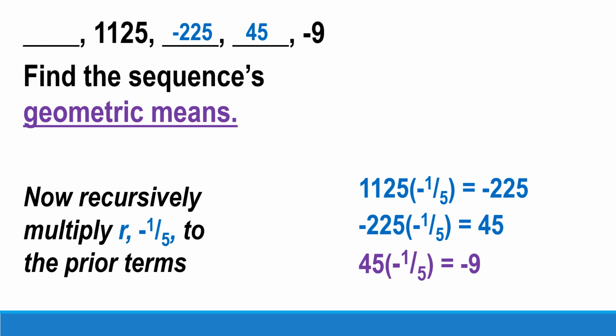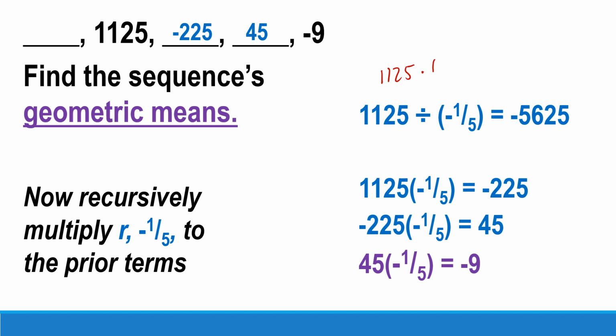But we want to find out the term that preceded 1125. So whatever operation we need to use, we're going to have to kind of think backwards. We're going to have to almost find the inverse operation. So if you're multiplying to go forwards, you're going to want to divide 1125 by negative 1/5. Please note that if you don't like doing that, feel free to multiply by the reciprocal of the common ratio. Either way, in both cases, you're still going to come up with negative 5625.